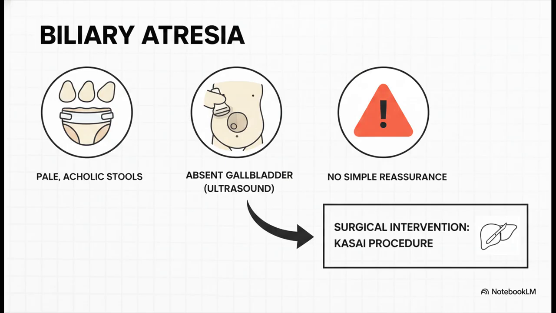A 4-week-old presents with jaundice, hepatomegaly, acholic stools, and dark urine. An ultrasound reveals an absent gallbladder. What surgery do they need? The Kasai procedure, also known as a hepatoportoenterostomy. Acholic stools and direct hyperbilirubinemia clearly indicate biliary atresia. Do not just offer reassurance here, as that's strictly reserved for isolated, mild, indirect hyperbilirubinemia.